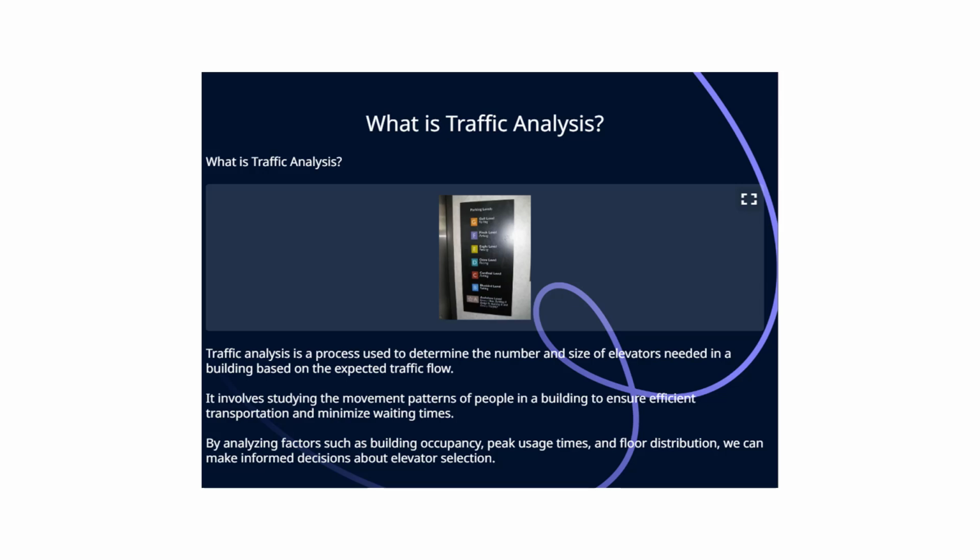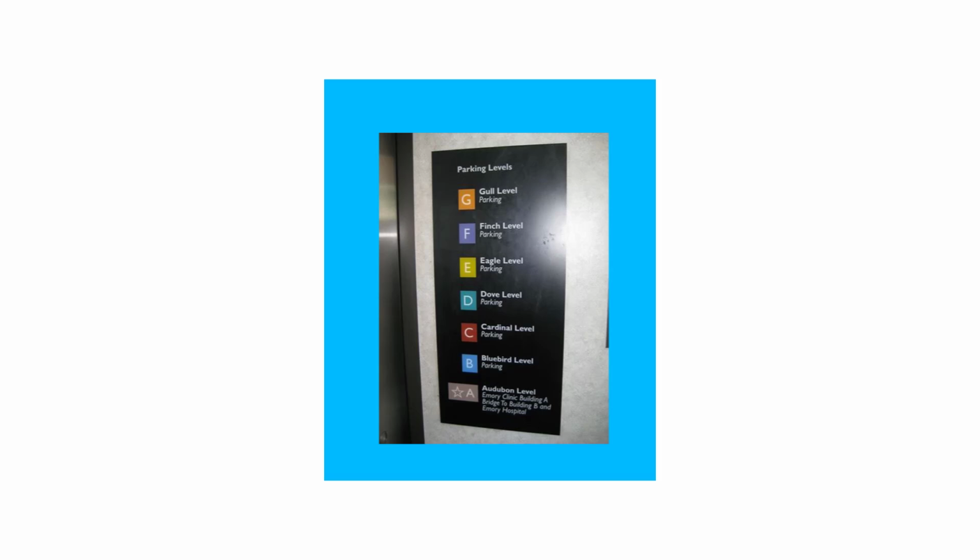Traffic analysis defined. Traffic analysis is the study of the expected flow of people and goods in a building, which helps determine the number and capacity of elevators required. Optimizing movement. The analysis assesses how people move through a building and ensures smooth transportation by minimizing waiting times. Key factors. It takes into account building occupancy, peak times, for example, morning rush hour, and how people are distributed across different floors to optimize elevator placement and operation. By carefully considering these factors, we can ensure that the right number and size of elevators are installed.